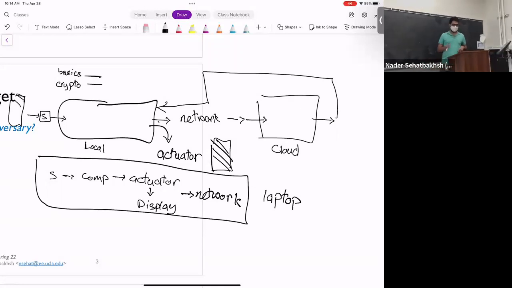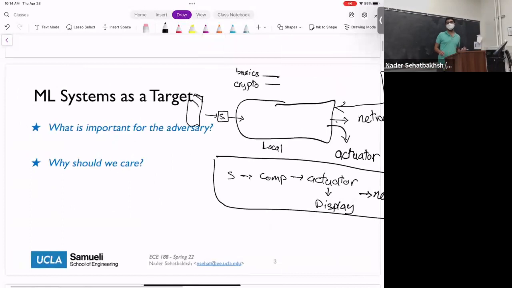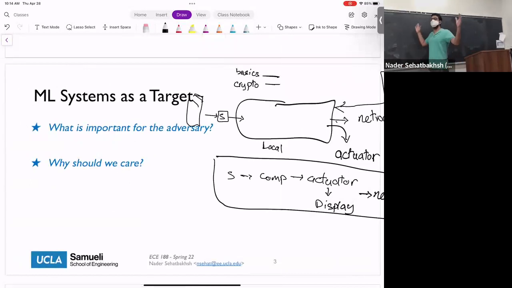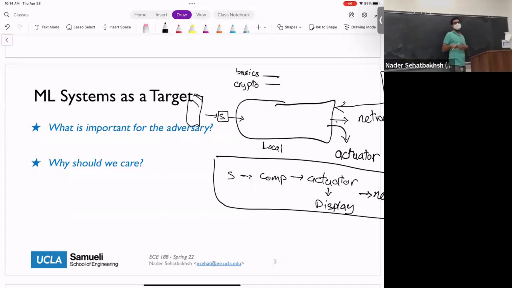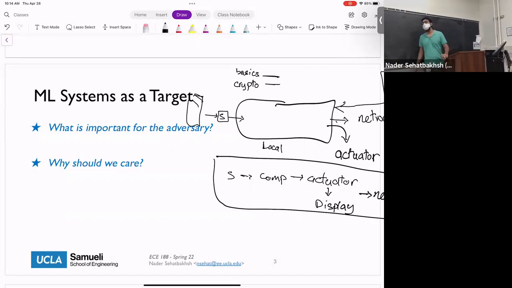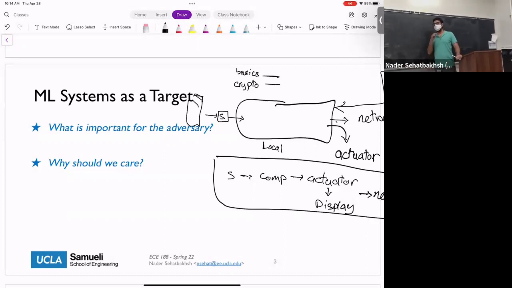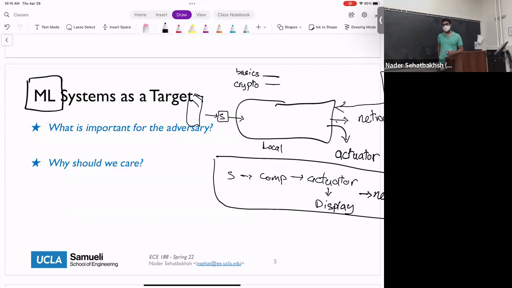And now we want to talk about a system that generally looks at the whole picture and says that, okay, now that we have these different powerful tools as an attacker, how can we actually attack an actual system? And the system that we're going to focus on and analyze is a machine learning system, all right?